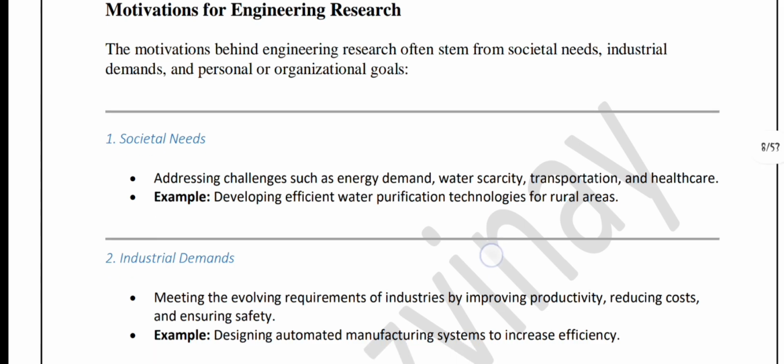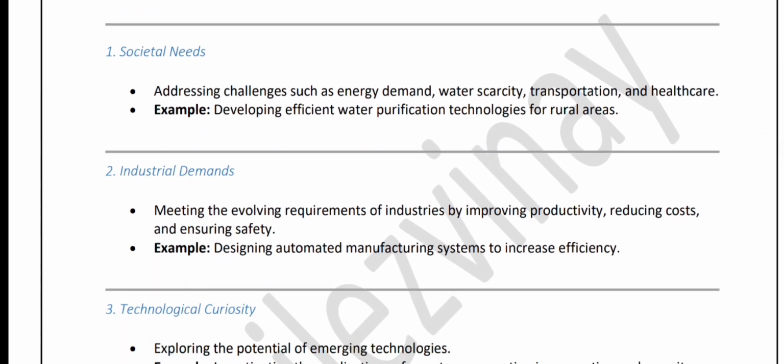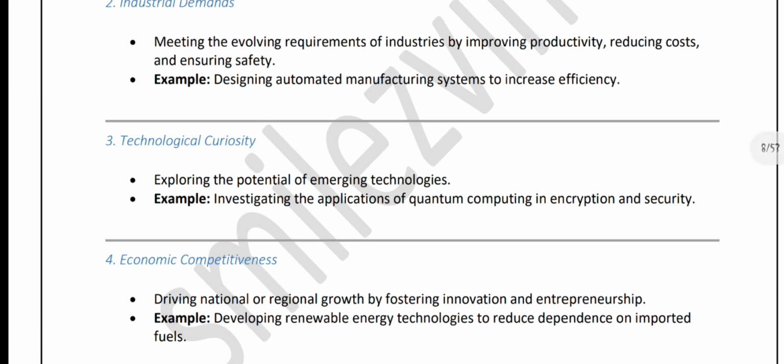Industrial demands: what are the industrial demands for motivation? Evolving industrial requirements, by improving productivity, reducing costs, ensuring safety, and ensuring policies and safety plans. These are our motivations. And technological curiosity: exploring the potential of emerging technologies. In technology and curiosity, the motivation is improving technology so that everyone can use it, at low cost and easily. Everyone can use it.